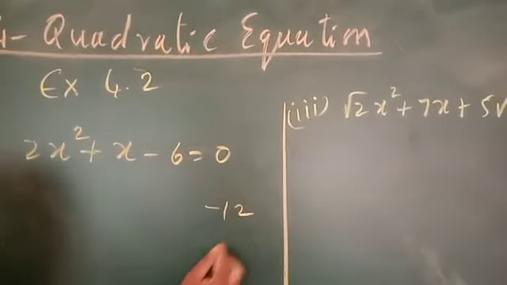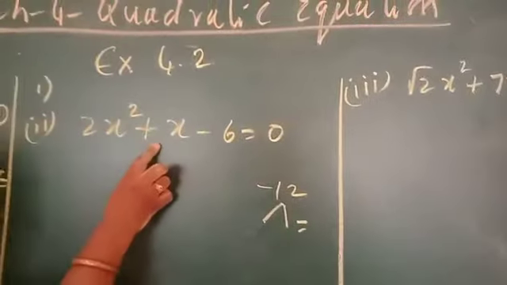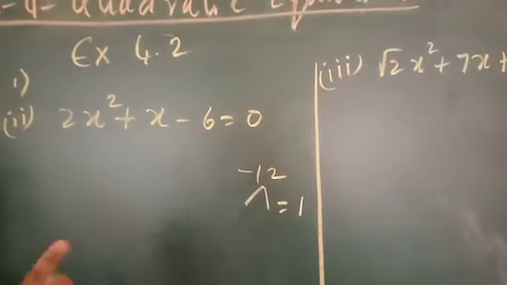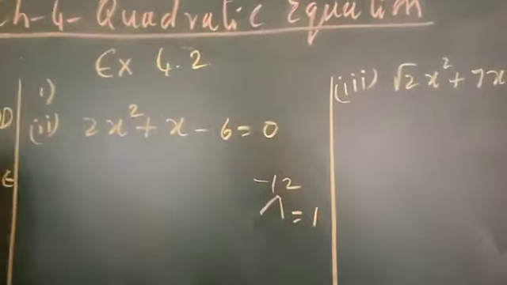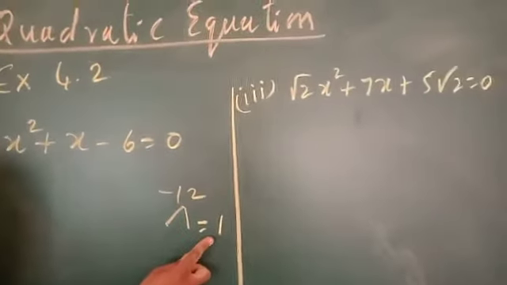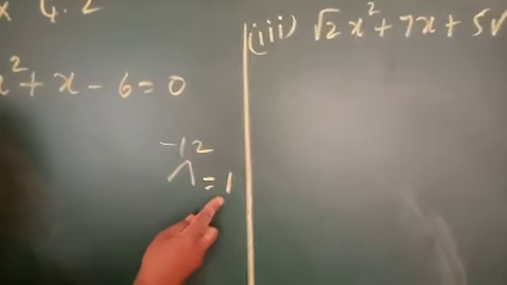Minus 12. So you have to split with the help of this 12 and you have to get 1. So what are the factors of 12? 2 6s are 12, 1 12s are 12, 4 3s are 12, 3 4s are 12. So okay, but which will be satisfied? 2 and 6: if I take 2 and 6, either I should add or subtract, I should get 1.